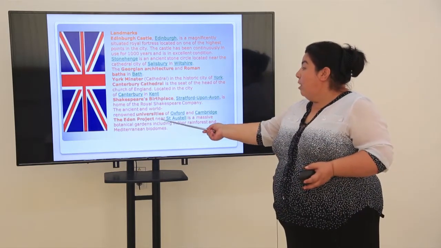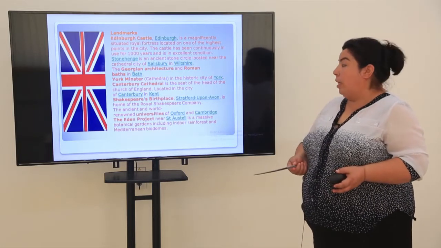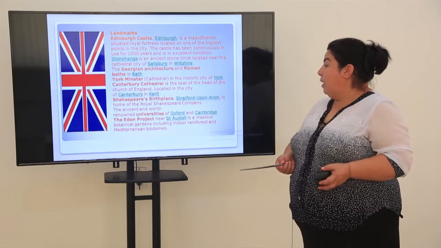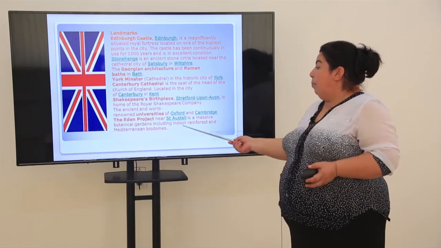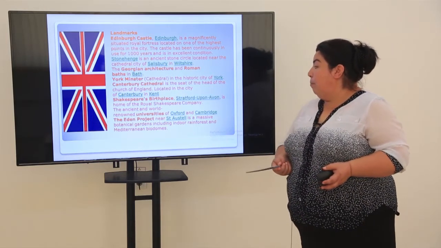So, the Eden Project near St. Austell is a massive botanical garden, including indoor rainforest and Mediterranean biomes.